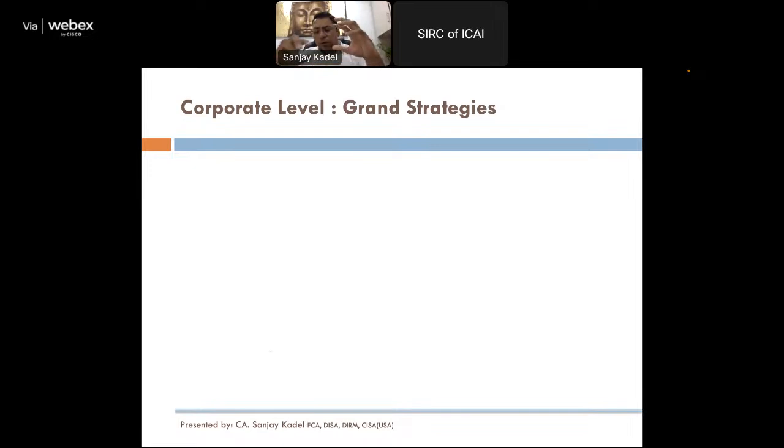See, on an overall level, overview, there are 4 types of grand strategies. First is stability. Stability strategy means you continue to do what you have been doing. Don't do anything extra, don't do anything less. It is one kind of strategy where the company doesn't want to take extra risk, or it doesn't want to reduce its activity just for the sake of it. They want to continue to be stable. So this approach is called as stability strategy.